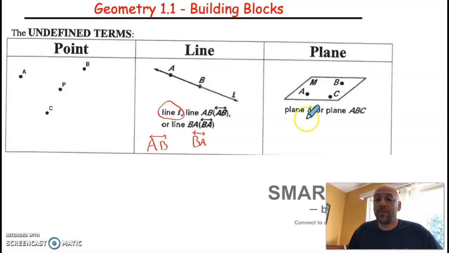Okay, how we name a plane, it's written right here, plane ABC. So you just write the word plane and then those 3 points that are forming the plane, the non-collinear points. Sometimes you're going to see this.